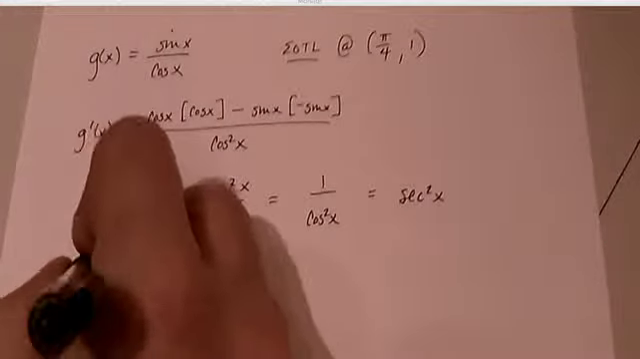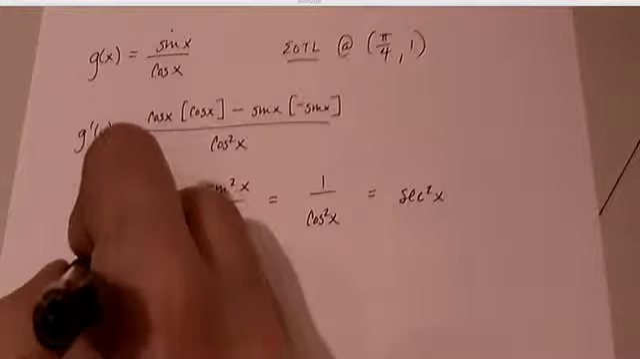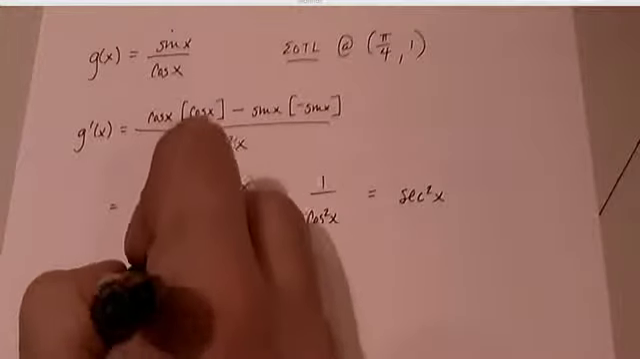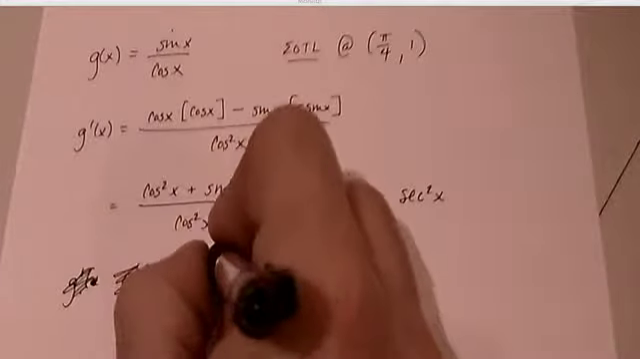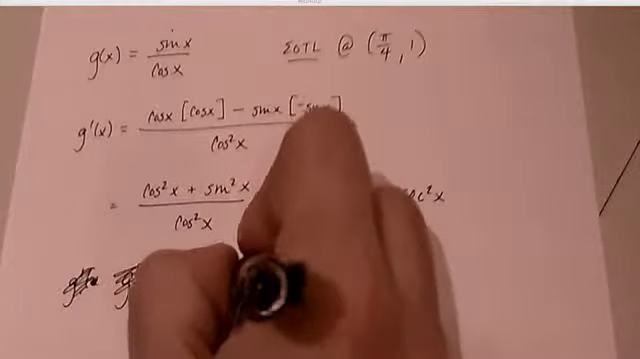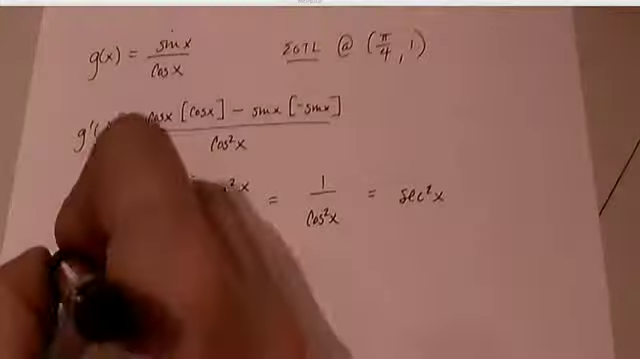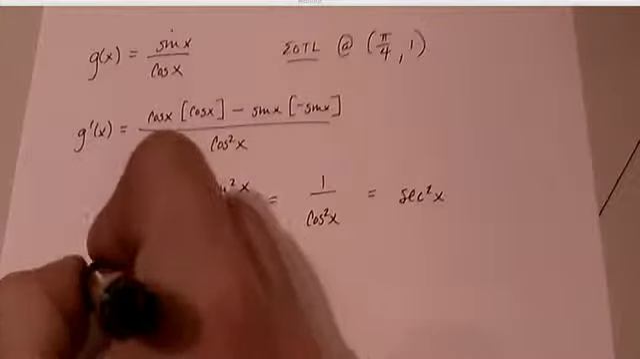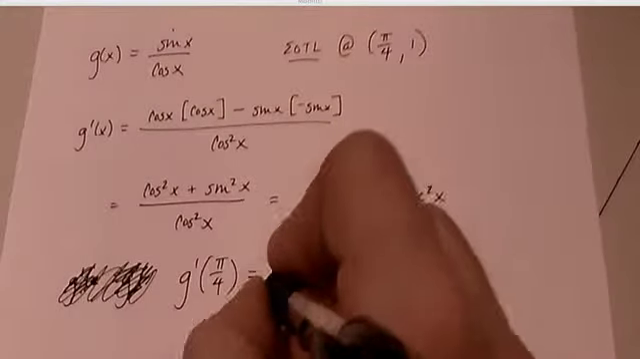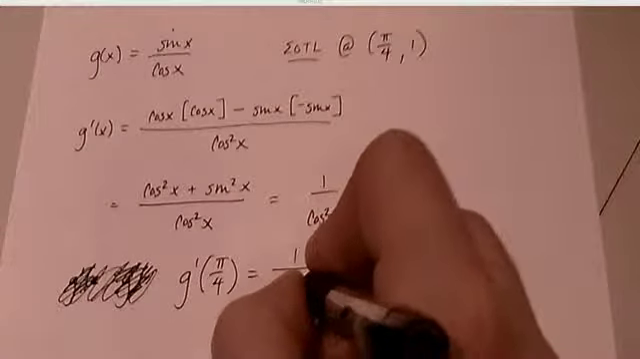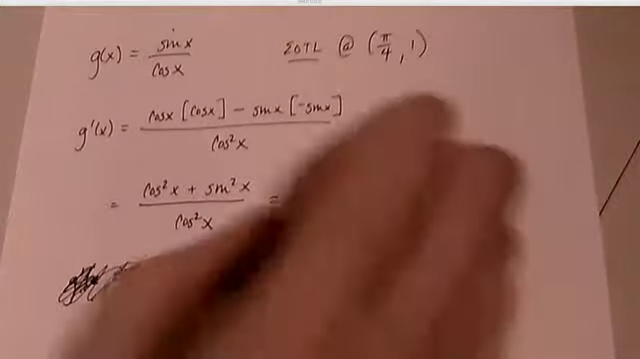Let's go ahead and evaluate the derivative at, I just did it again. Okay, it's getting a little late here. We'll go ahead and finish this up though. Now, g prime of pi over 4 is really 1 over cosine of pi over 4 squared, right?